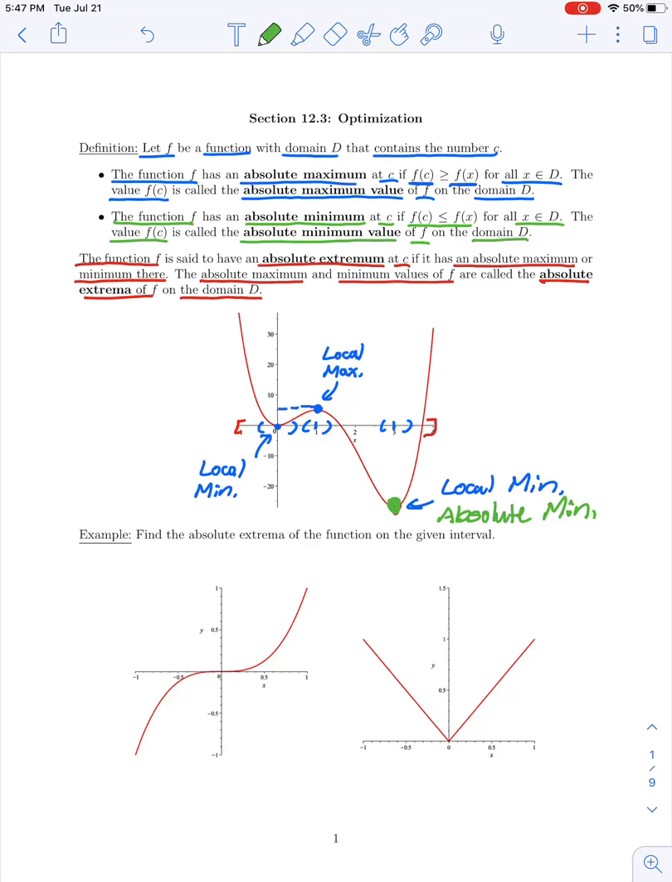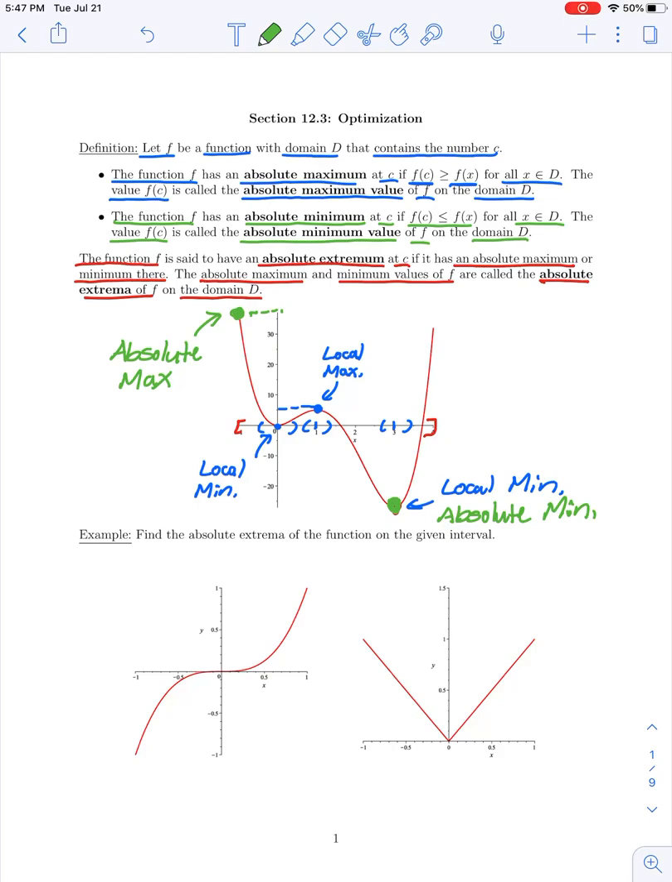Now, if we're restricting ourselves just to this interval -1 to 4, it looks like our left endpoint appears to be the largest value of the function over this domain. So we would say that we have an absolute maximum at that left endpoint at -1. And the corresponding y value, whatever it is, would be our absolute maximum value. So here's a little illustration of absolute versus local extrema and what exactly they're representing. So let's look at an example.